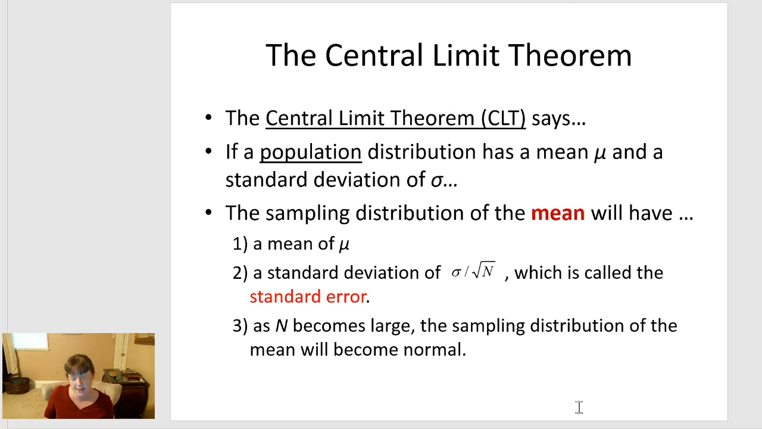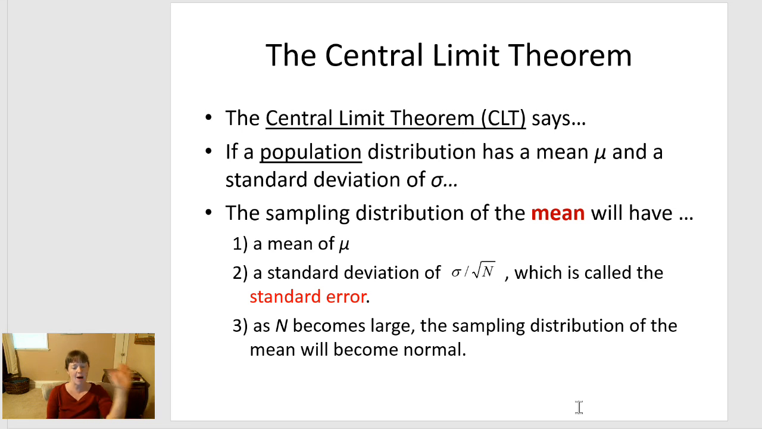Now, these rules are not guesses. They've been derived. But we get to just follow the rules. Hooray! But the rules make sense. And I will talk about why these rules make sense. But here are the rules.